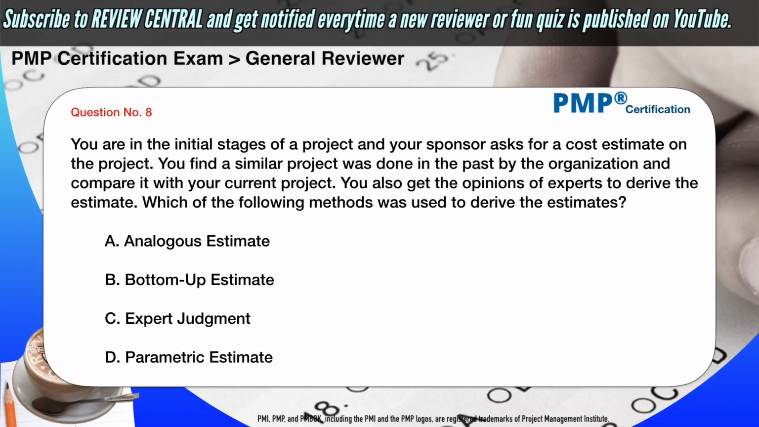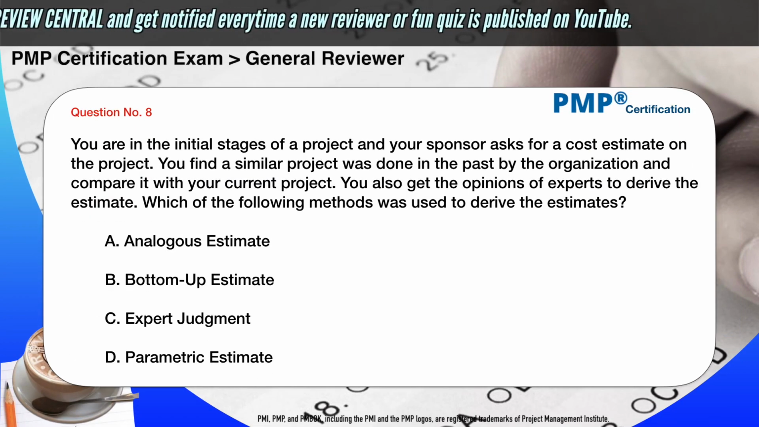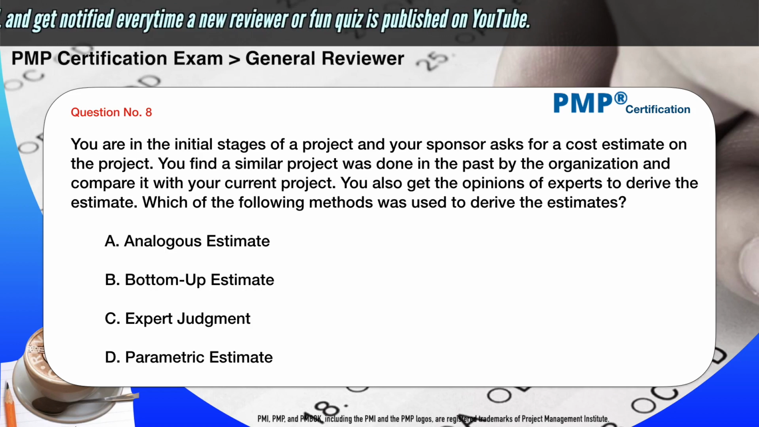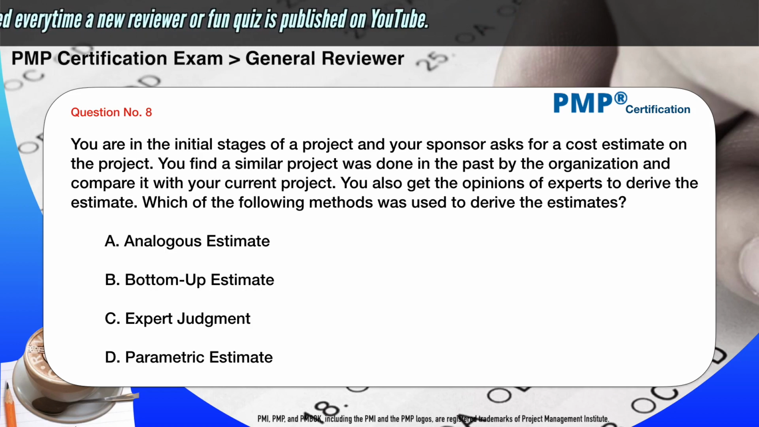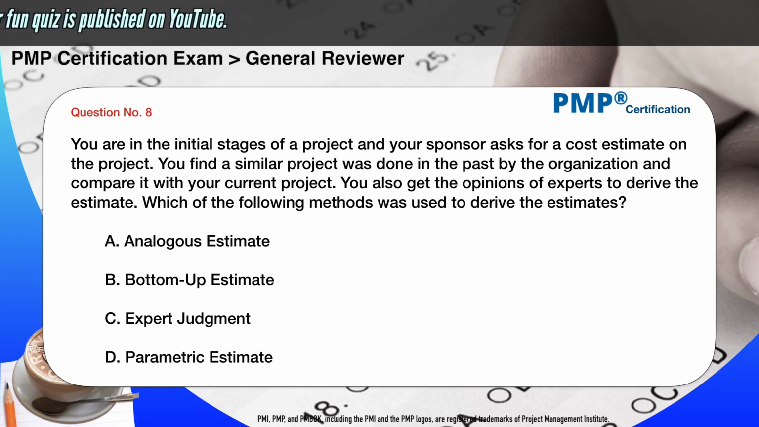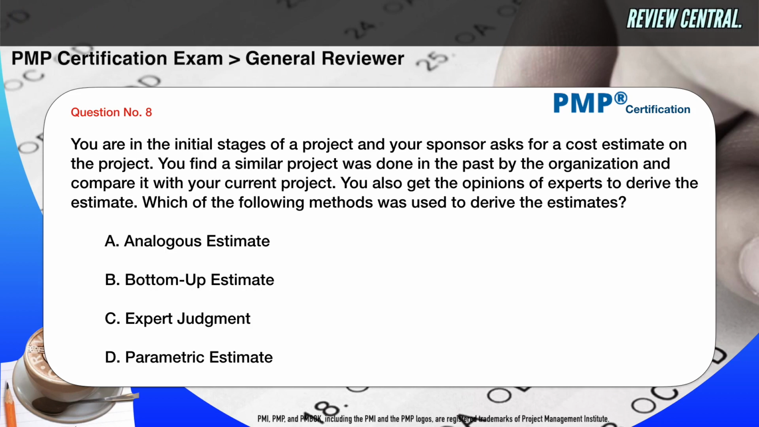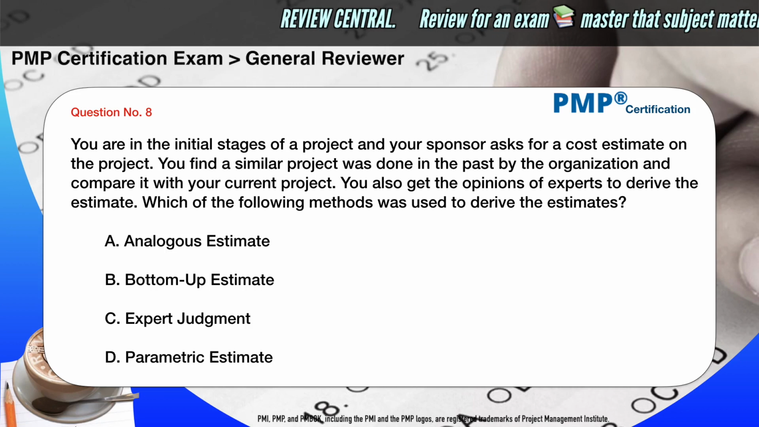You are in the initial stages of a project and your sponsor asks for a cost estimate on the project. You find a similar project was done in the past by the organization and compare it with your current project. You also get the opinions of experts to derive the estimate. Which of the following methods was used to derive the estimates? A. Analogous estimate. B. Bottom-up estimate. C. Expert judgment. D. Parametric estimate.